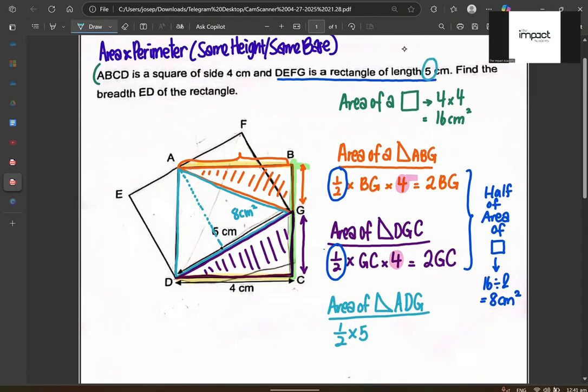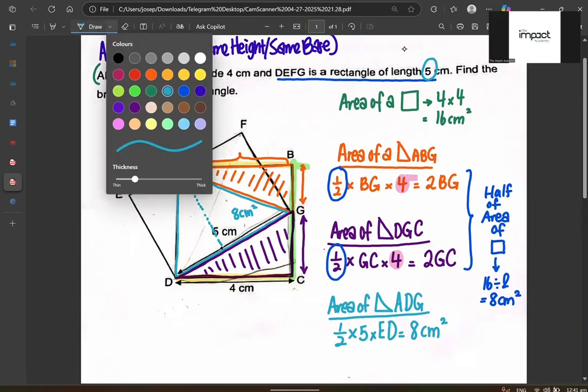In fact, they have also given it to us that DEFG is a rectangle of length 5 cm times 5. What's my height? My height is ED. Okay, my height is ED. So if my height is ED, I would times it in, and I realize that that gets me to 8 centimeters square. Isn't that true? Right? Why is that so?